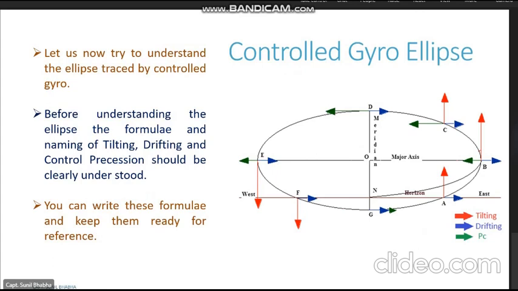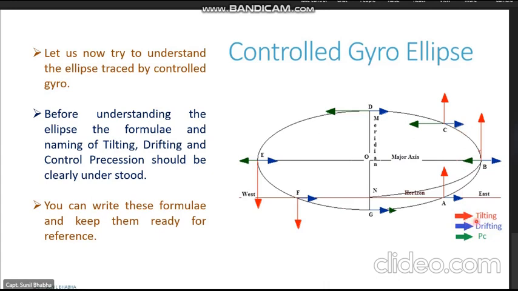We have now zoomed into the ellipse, the red color ellipse which we saw in the previous slide. It is a zoomed in picture of the same ellipse. Now in this ellipse you can see three different color arrows: the red color arrow, green color arrow, and the blue color arrow. These three arrows represent the three forces under the effect of which the spin axis is tracing this elliptical path. What are these three forces?